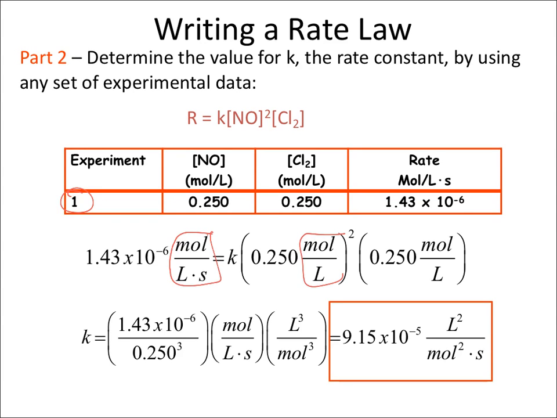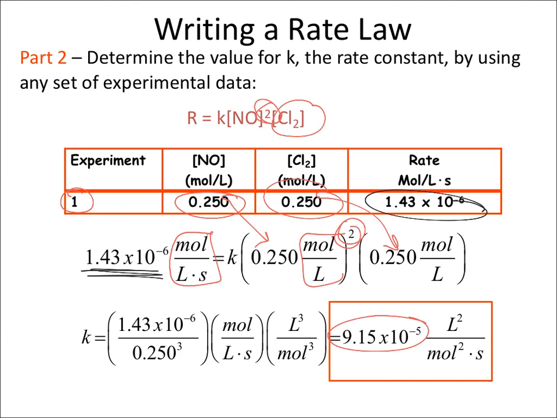So all we did here was substitute in. So we have the rate, which is 1.43 times 10 to the negative 6th. We have the initial concentration of the nitrogen monoxide, which was 0.25. And we have to square that because we said the reaction was second order with respect to nitrogen monoxide. And then we're going to multiply it by the concentration of chlorine, and that would be raised to the first power because it's first order with respect to the chlorine. When you solve everything out algebraically, you end up with a K value of 9.15 times 10 to the negative 5th power. Now, the unit here is not how I typically write the units for my rate constants. But it's totally up to you.